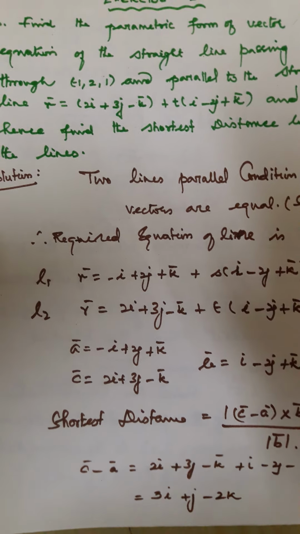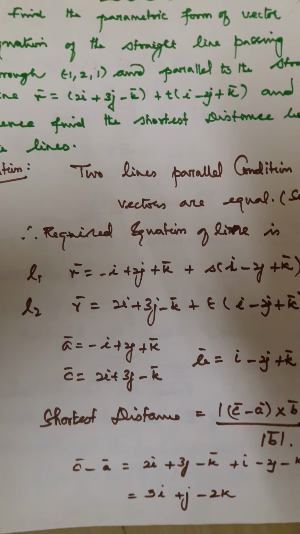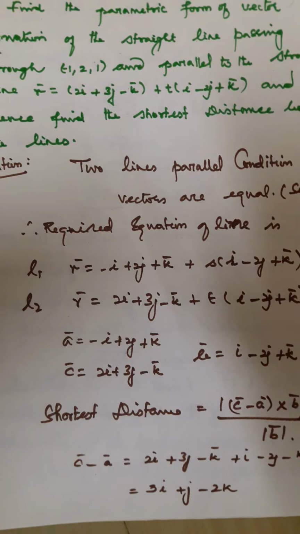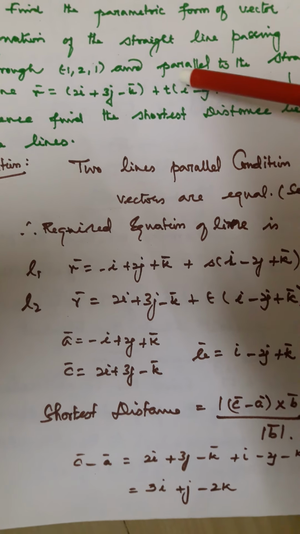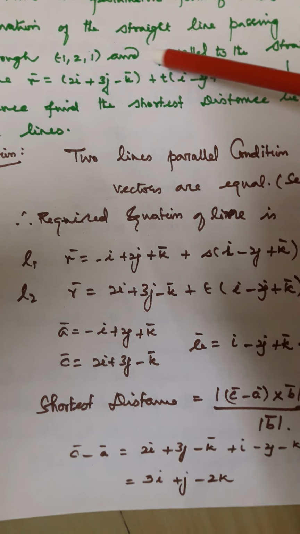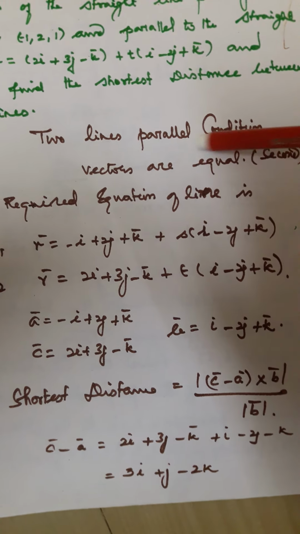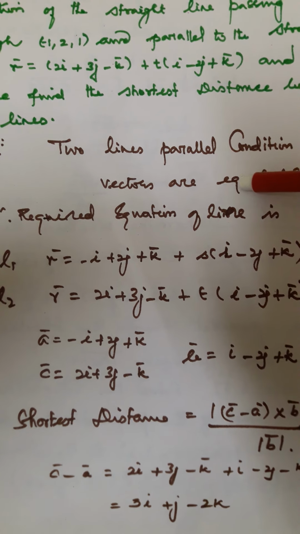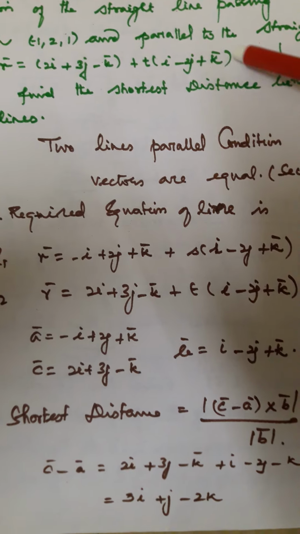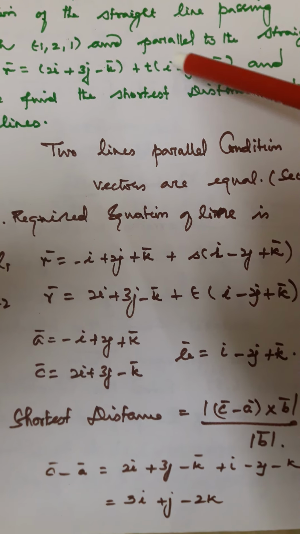So, first of all, you have to find the equation of the straight line. After that, you have to find the distance between the two lines. So the condition, the lines are parallel. The lines are parallel means, what is the parallel condition for two lines? The vectors are equal. So what is the vector? The second one, this will be the vector, common to your required line and this line.